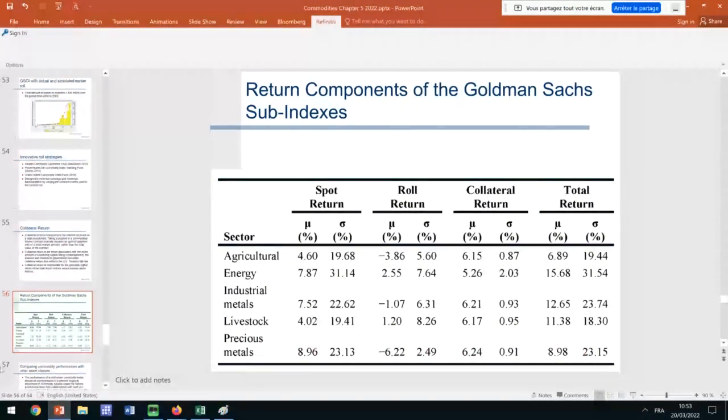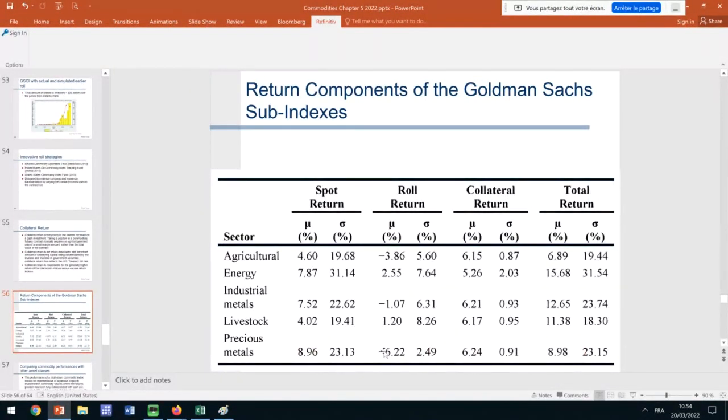Here you have a breakdown of the return components for the GSCI. For the different components, you can see that the roll return is mostly negative, except for energy and livestock, because energy and livestock are often in backwardation, but for the others it's negative. Collateral return is just the average interest rate over this period, so it's old data, and it's pretty high in this time. But it's basically the interest rate.